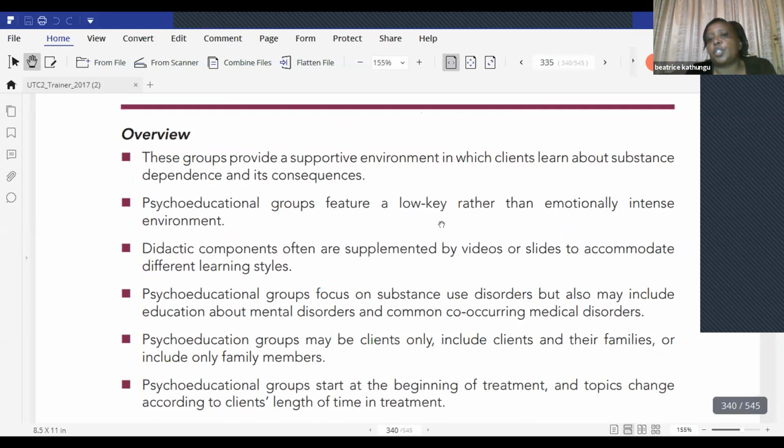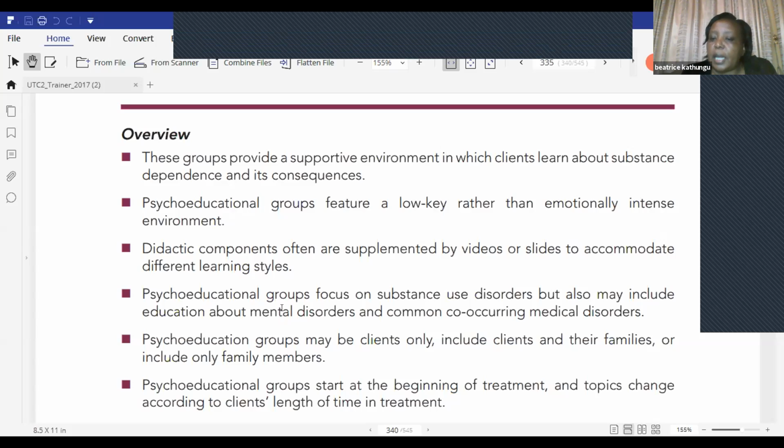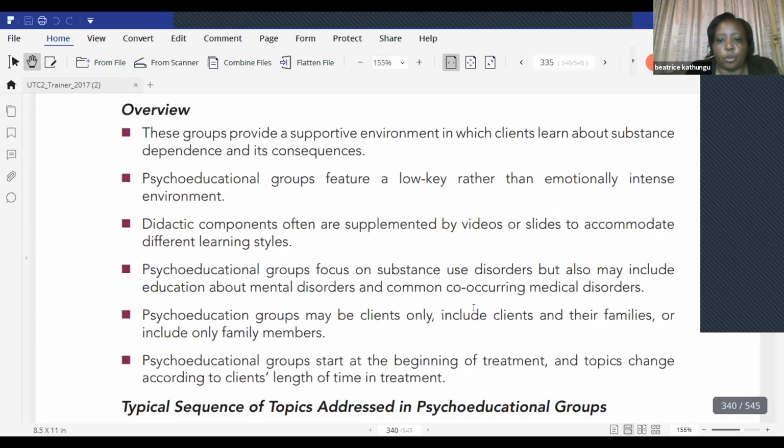They are basically meant to help clients acquire certain skills. Now, it's important to note they are low key emotionally. They are not intense in terms of clients sharing their emotional states and their experiences. They are more like training groups. You're equipping them with information, with knowledge, and with skills. So mainly the approach is didactic, but you can use videos on the side because learners have different styles. So it's more a learning group. That's what a psychoeducational group is about.